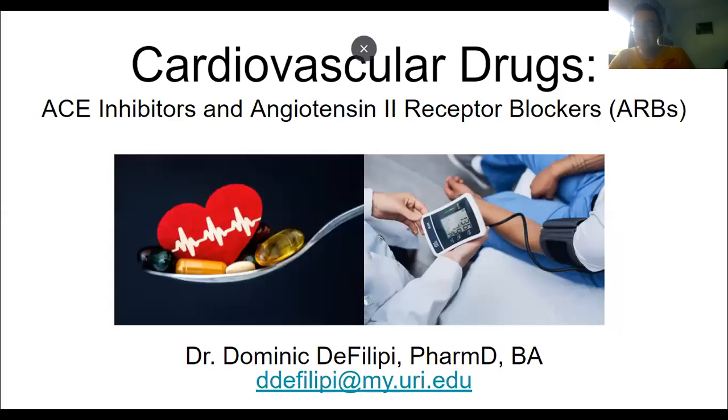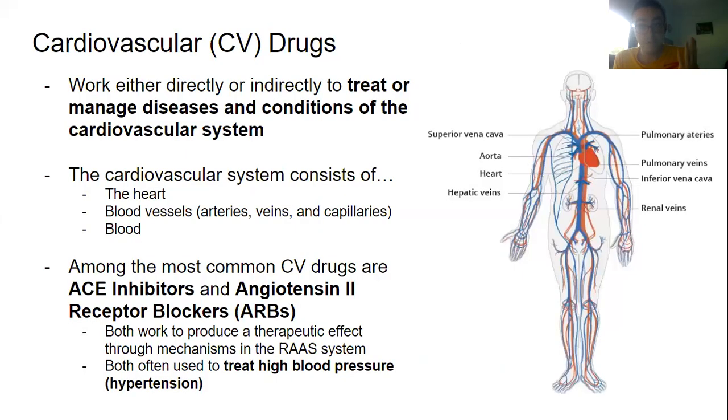Hey everyone, so let's talk about some cardiovascular drugs today, namely our ACE inhibitors and our angiotensin II receptor blockers. Now this might sound intimidating, but I guarantee you've heard of many, if not all, of these drugs before. So cardiovascular drugs, let's first define the cardiovascular system and what it does.